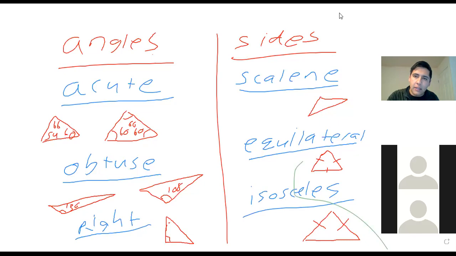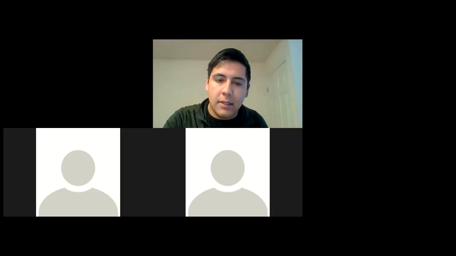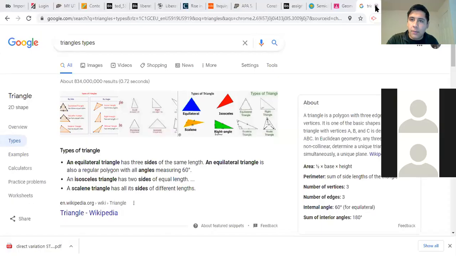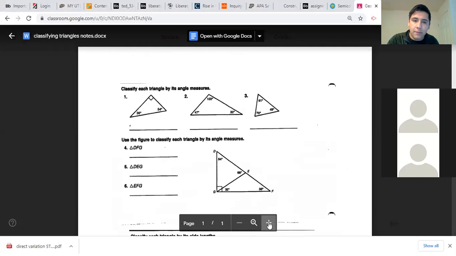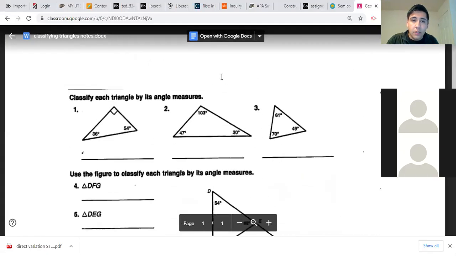So let's think about how that looks. Let me share what I posted in Google Classroom. For example, let's look at the first 3. We have 3 different examples. One of them is a right triangle, one of them is an obtuse triangle, and one of them is acute. So which one is which?